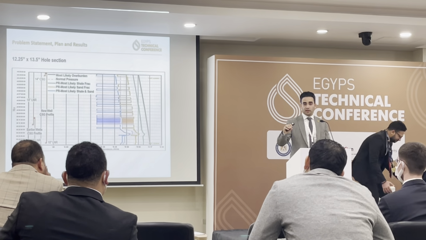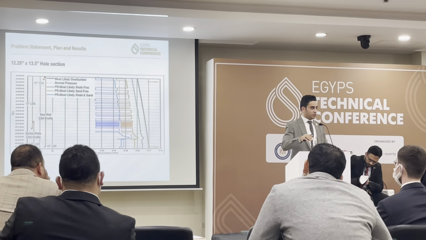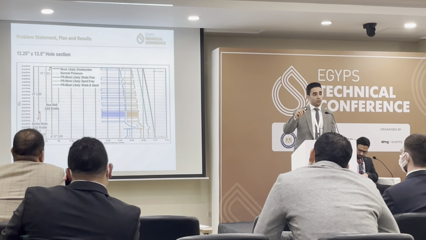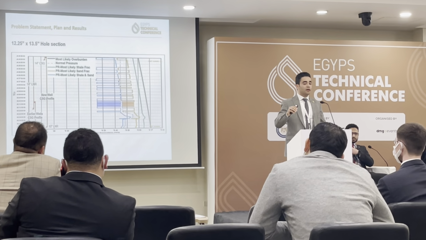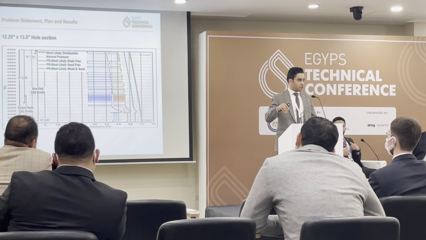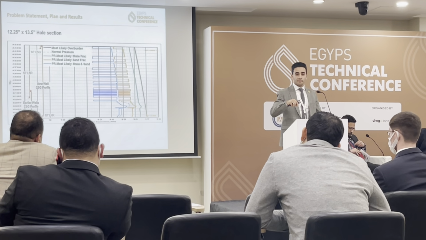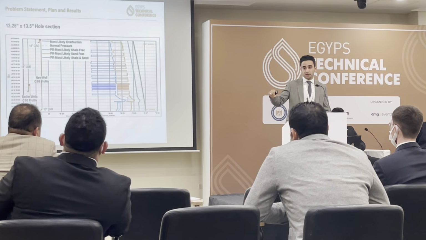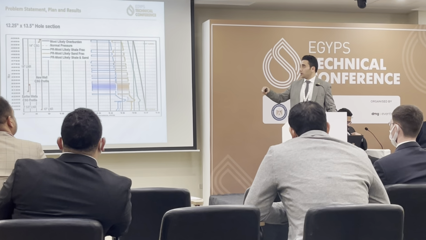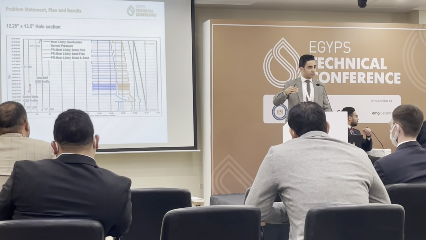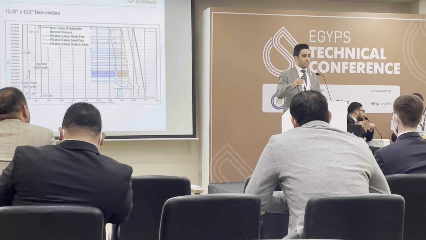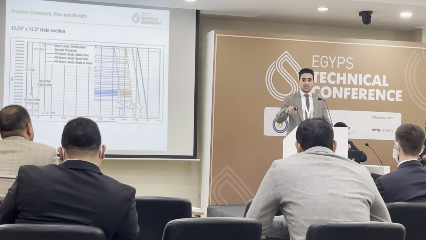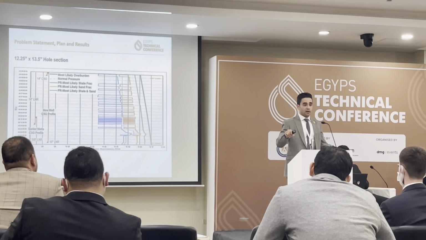So we followed the agreed-on procedure. We bumped the LCM pill, but the losses increased to 250 barrels per hour. We decreased the ECD using the MPD to 14.8 instead of 14.9. The losses decreased to 230 barrels per hour. So we bypassed the MPD choke. We only have surface choke pressure of 50 psi. The losses decreased to 150 barrels per hour, and then decreased to 60 barrels per hour.